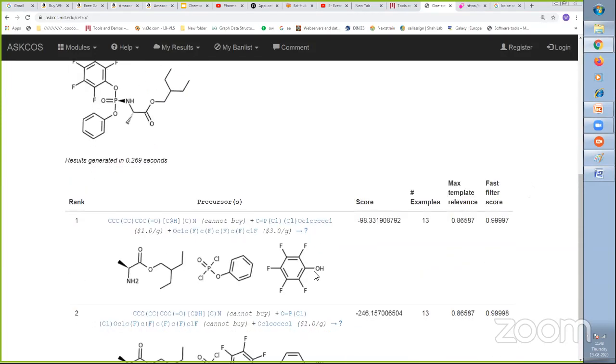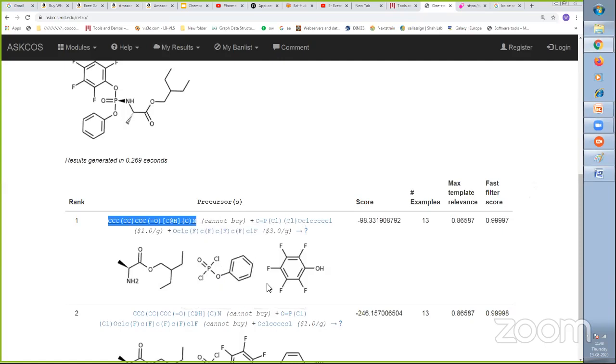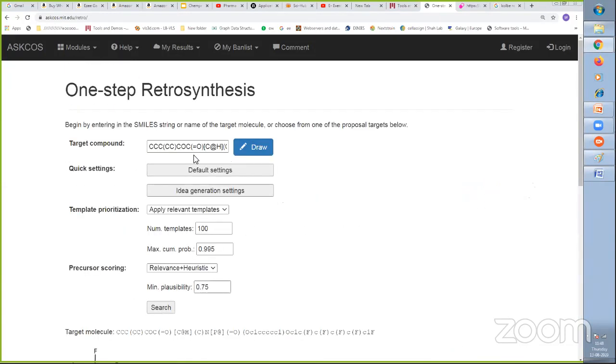So the precursor itself, you can see now, some are viable. For example, these two are viable, but this one cannot be bought. That means you have to synthesize this one in situ. You have to come up with a synthetic strategy yourself. So we have to synthesize this one. These two can be bought from commercial vendors. It's already available. Okay. So what I do, I have to find a way to synthesize this one.